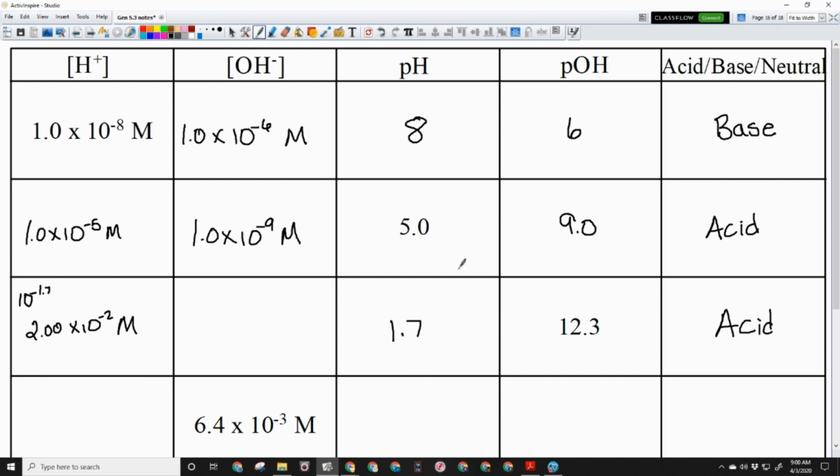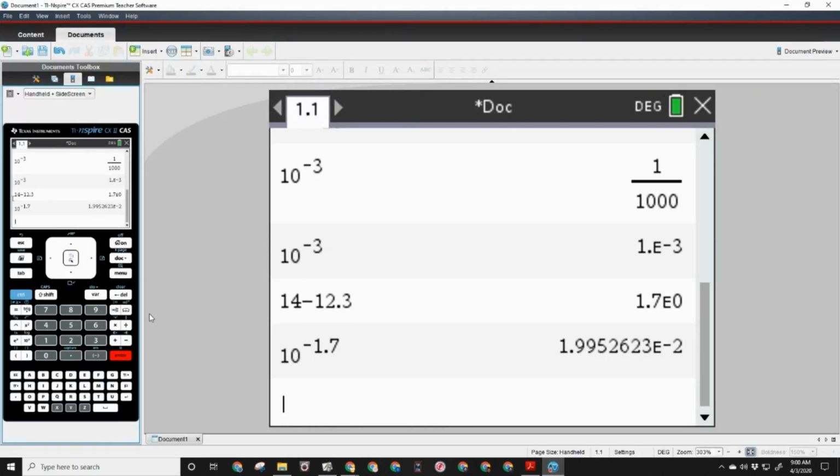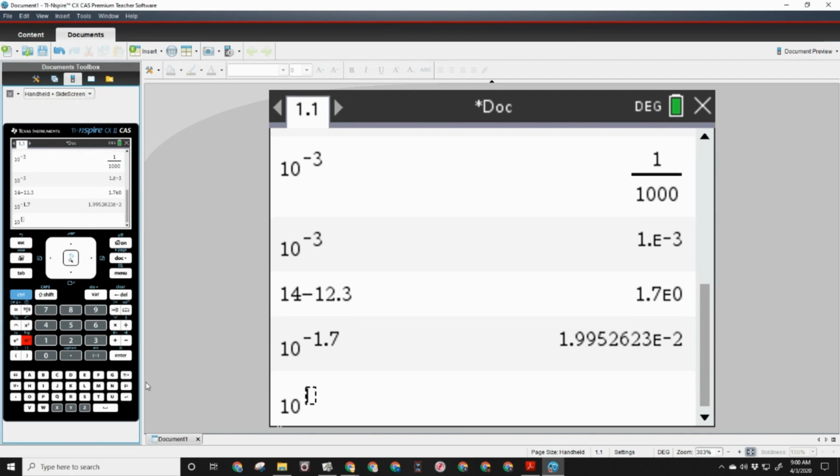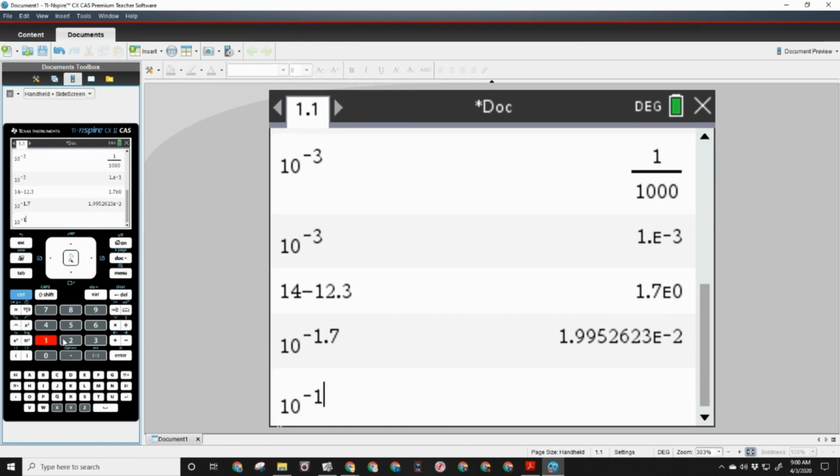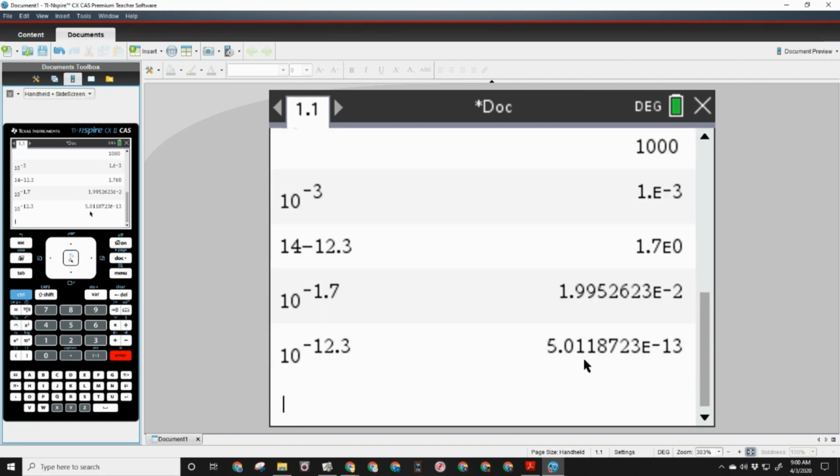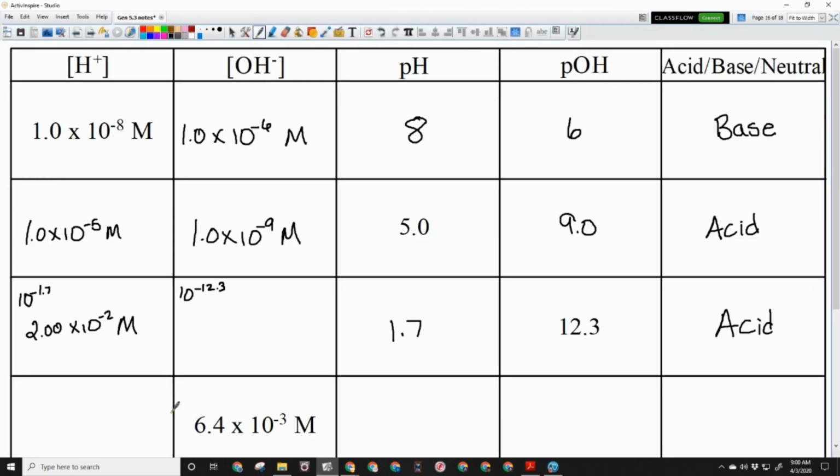Okay? And this is going to be 10 to the negative 12.3 for this one. So 10 to the negative 12.3. Okay, 2 decimal places, 5.01 times 10 to the negative 13. Okay, 5.01 times 10 to the negative 13.